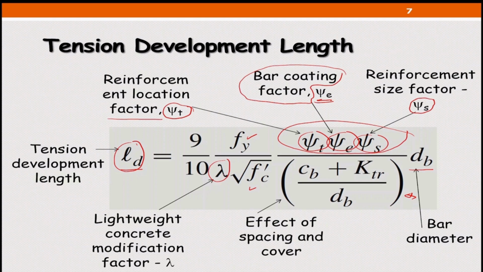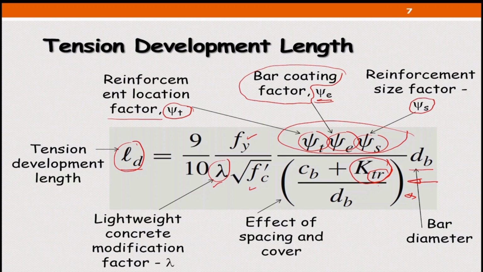In the denominator, there is another factor that is related to concrete, which is lambda, and it's the lightweight concrete effect. And there is also a factor here between these brackets that takes into consideration the spacing between the bars and the cover between the bar and the bottom surface, top surface, and side surface of the concrete, in addition to the presence of the transverse reinforcement. The transverse reinforcement here is the stirrups.